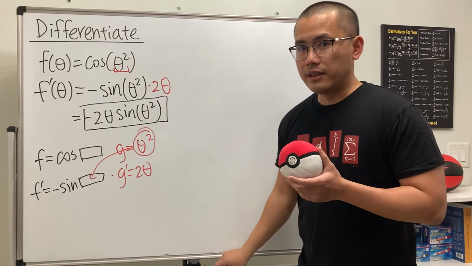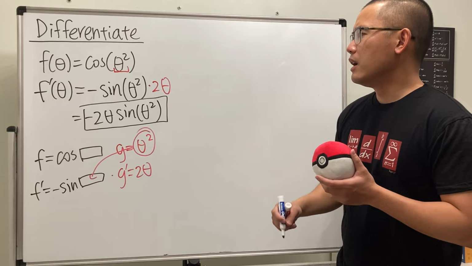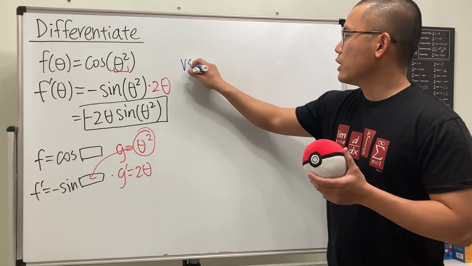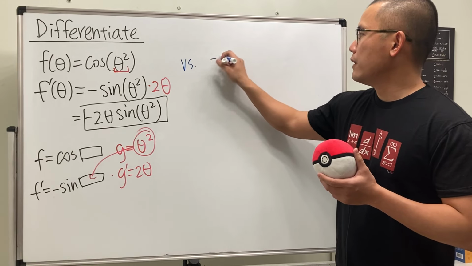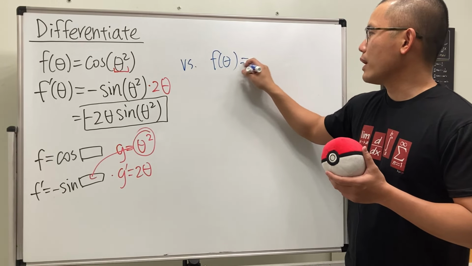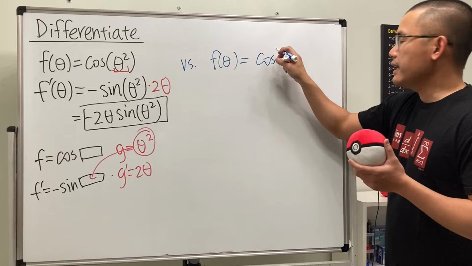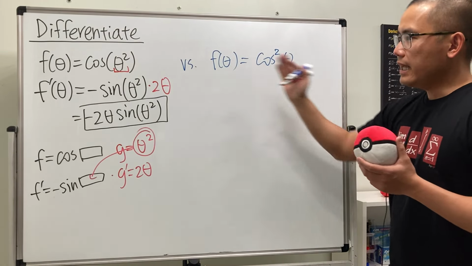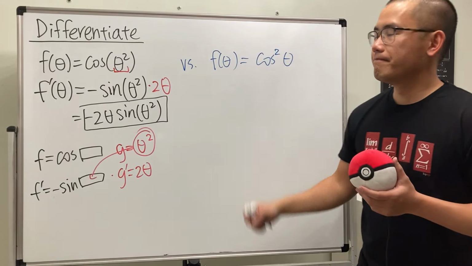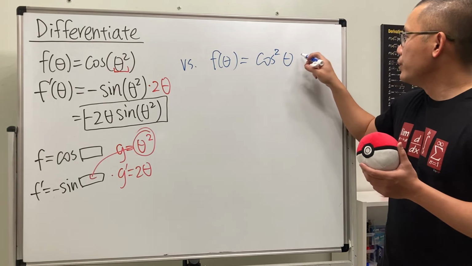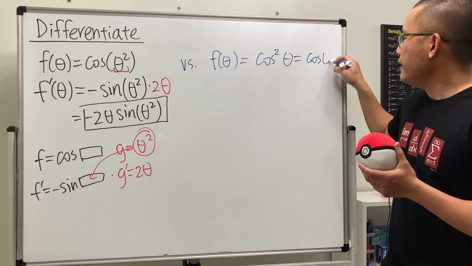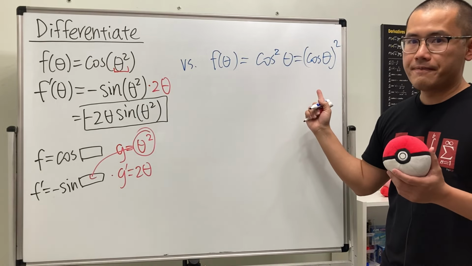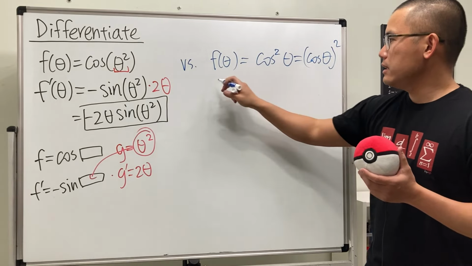However, I want to show you another question that's very similar, and just don't get mixed up with this. Suppose we want to find the derivative of f of theta if this question was equal to cosine squared, with a 2 right here instead, and then theta. This and that are very different, because this notation means we have cosine theta inside, and then the square is on the outside. Alright?